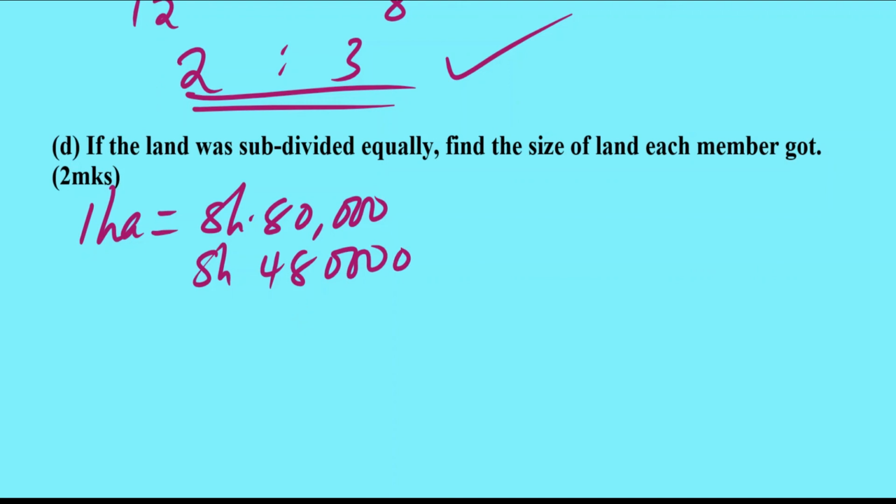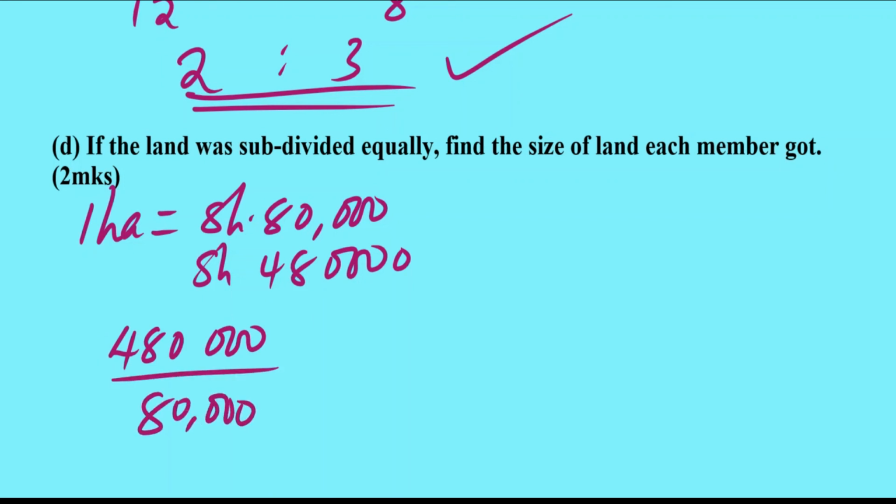So the amount of land they were able to buy was 480,000 divided by 80,000. And when you work this out, it will give the size of the land that they were able to buy with 480,000 shillings. When you divide these, you get 6 hectares. So 6 hectares, that was for all the members, but we have to calculate for each member.